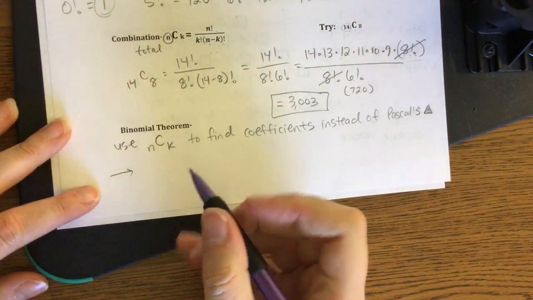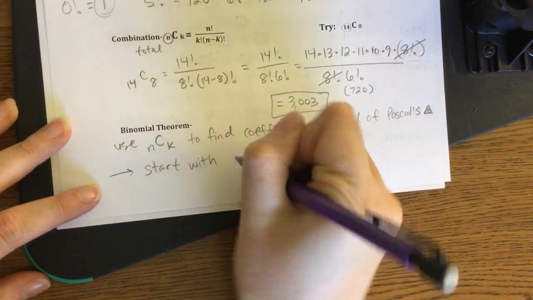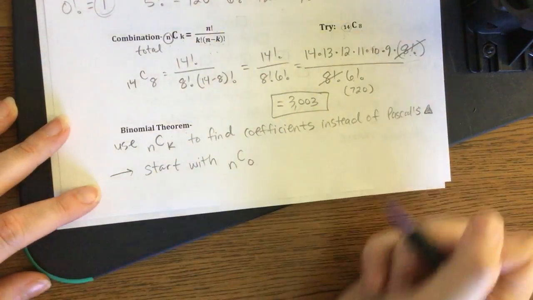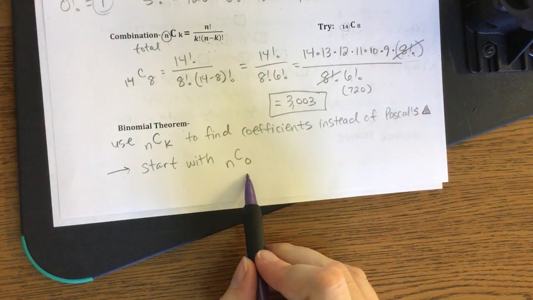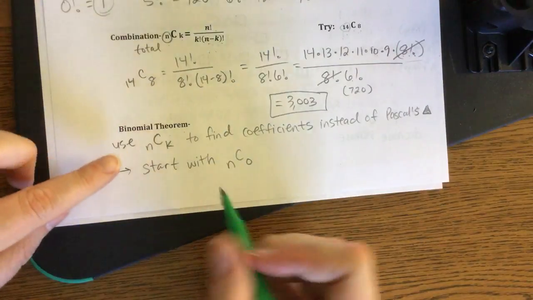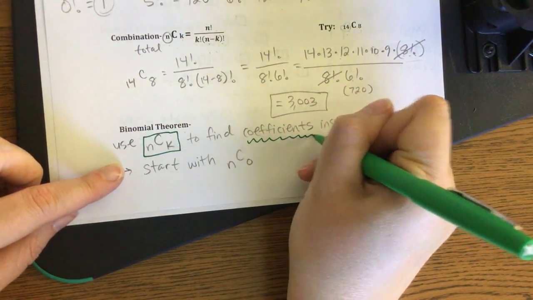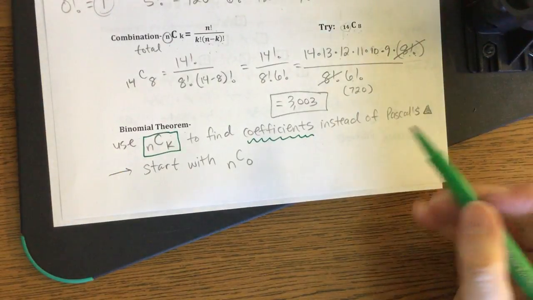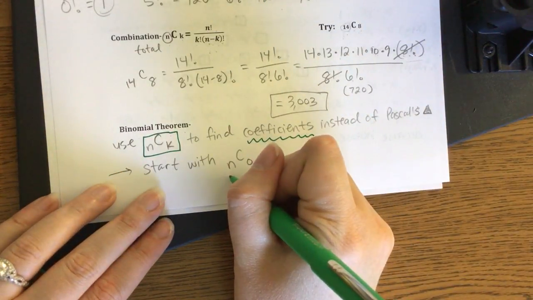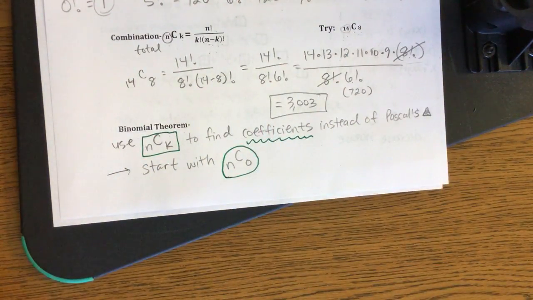It's very important that you start with n choose 0. That is something that a lot of students forget. When we are setting these up, you need to start with n choose 0. And again, we are using this to find coefficients. All right, so please make sure you've got these little bits of pieces highlighted in your notes for you. All right, let's go ahead and give it a shot.